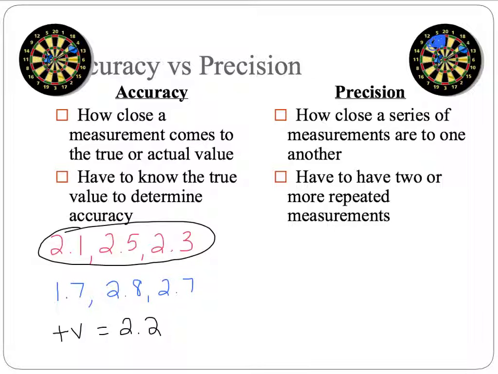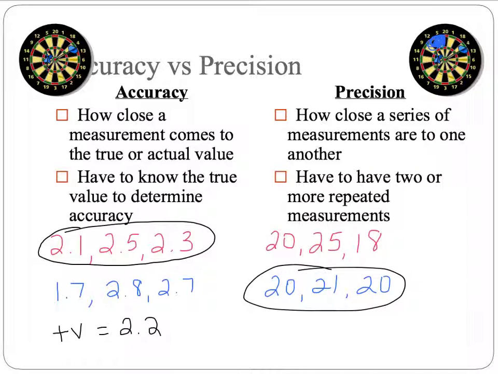My example for this one would be if I have a series of measurements again. Say I have 20, 25, and 18. And then I have another group take a measurement of something and say they get 20, 21, and 20. Looking at those two groups, the red group or the blue group, which one would be more precise in their measurements? The answer here would be the 20, 21, and 20.